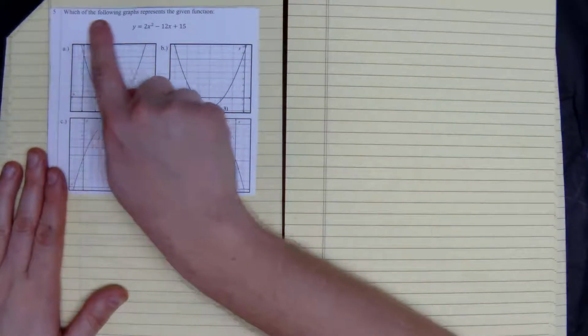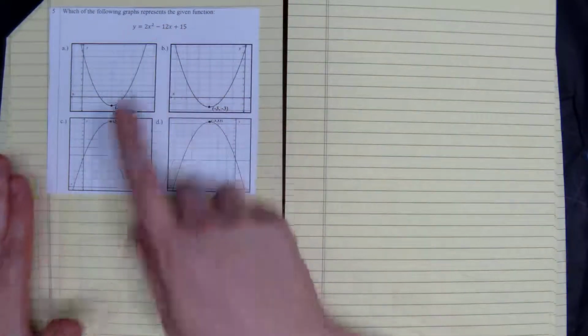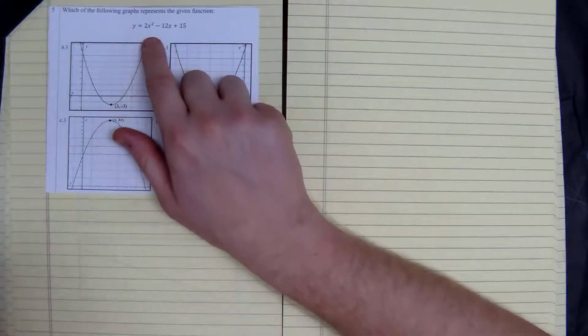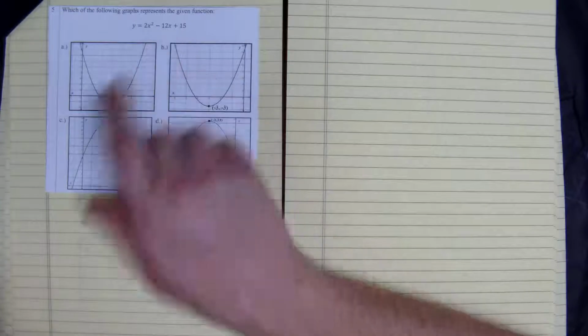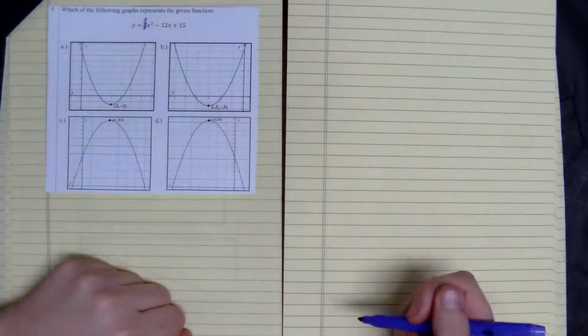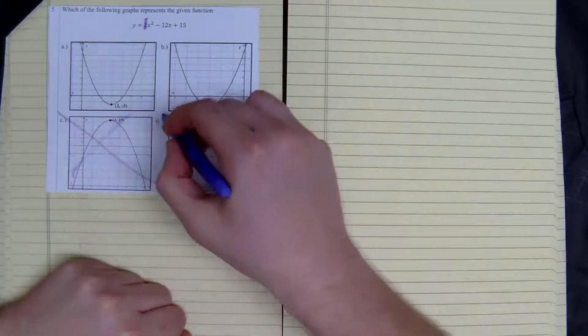Number 5, which of the following graphs represents the given function? Well, the function is y equals 2x squared minus 12x plus 15. Right away I can see the leading coefficient's positive. Since our leading coefficient's positive, we can just cross out C and D.